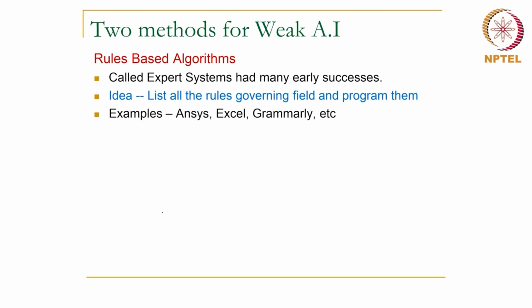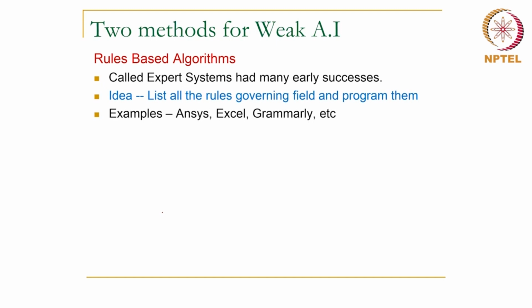If I have software which solves for heat transfer, and I am giving it that conserve mass, conserve energy, conserve momentum, it's a weak AI kind of paradigm, or a rules-based paradigm. The moment you give these rules, it's going to behave in one and only one specific way. Okay, so that's a rules-based algorithm.